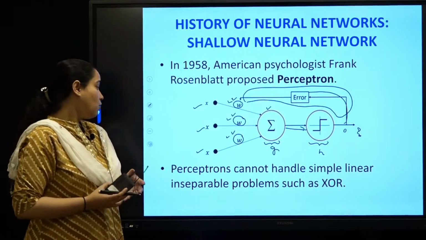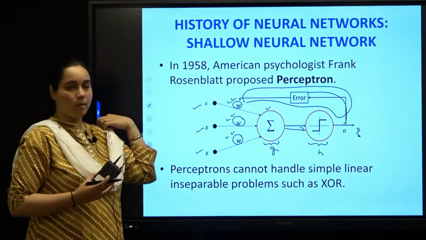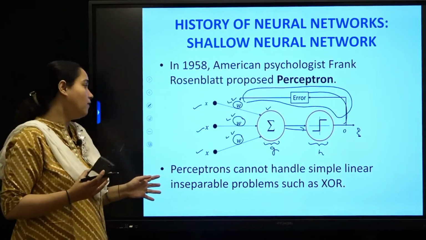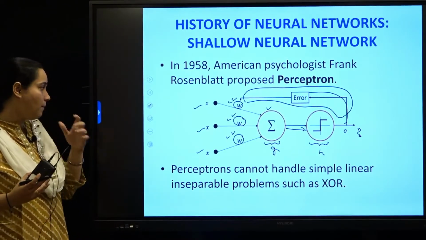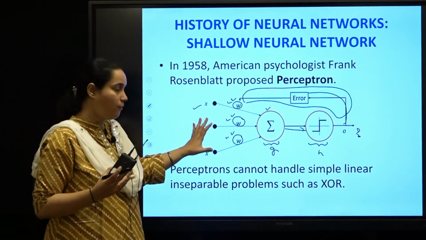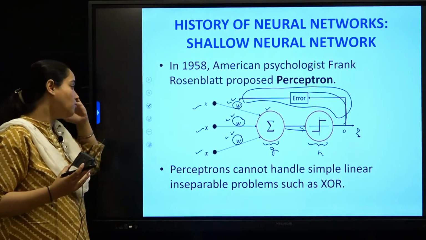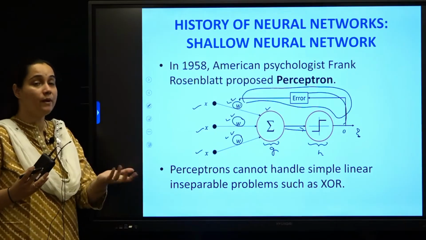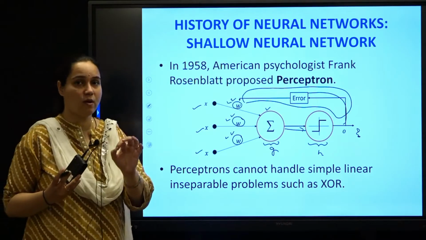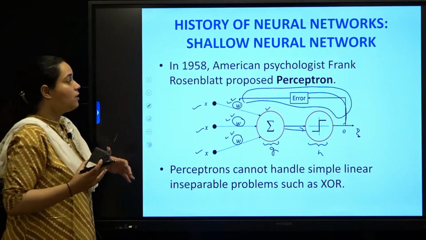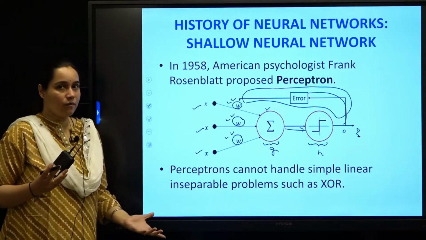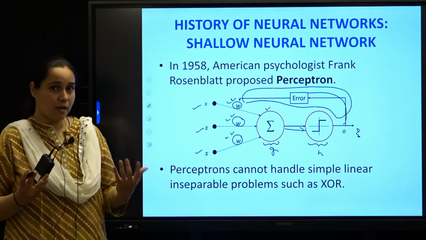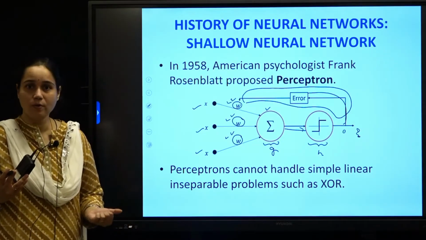This model could solve only linear problems. It could solve only a limited number of problems, but it could not solve linearly inseparable problems like the XOR problem. So if you wanted to implement a nonlinear model out of a perceptron, it was a task. A single perceptron was not able to do that.